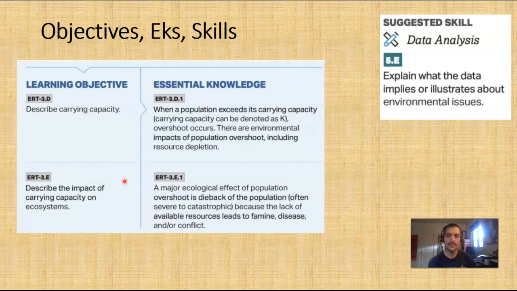And the other one is to describe the impact of carrying capacity on ecosystems. So you'll need to be able to take these concepts and explain them in depth. And the suggested skill is to explain what the data implies or illustrates about environmental issues.